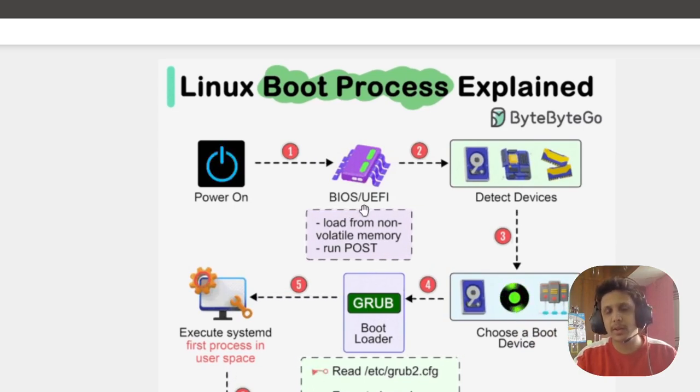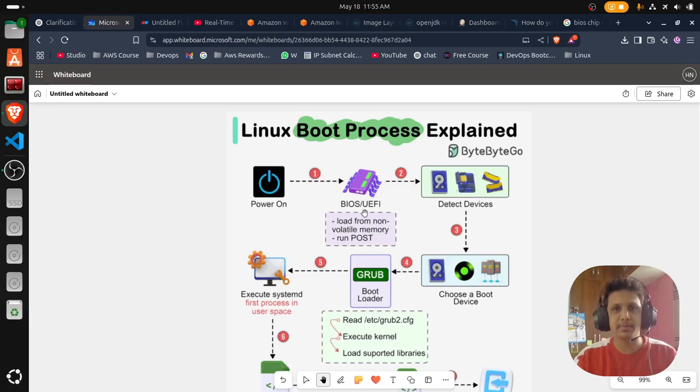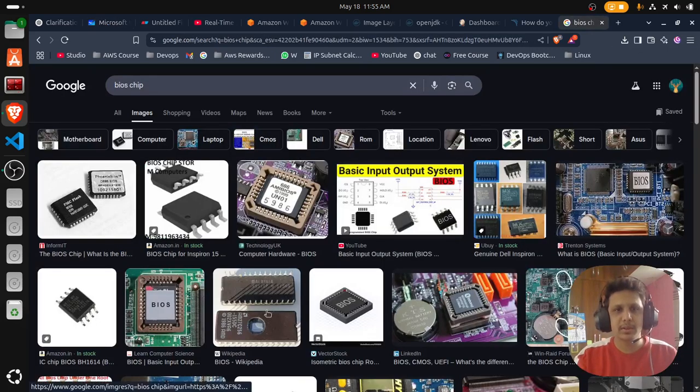Has anyone observed where the BIOS chip is on your motherboard? No one? You know the CMOS, right? Beside the CMOS, there is a single chip, EPROM. This is the BIOS ROM. I will show it in the diagram. See here where it is.